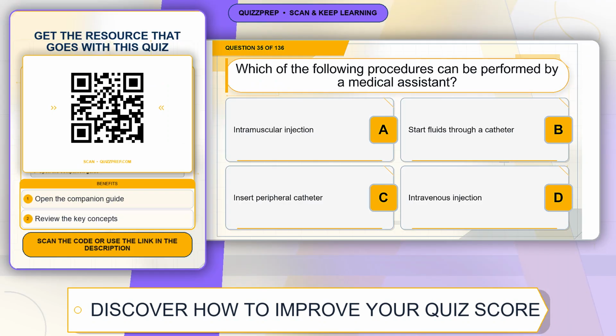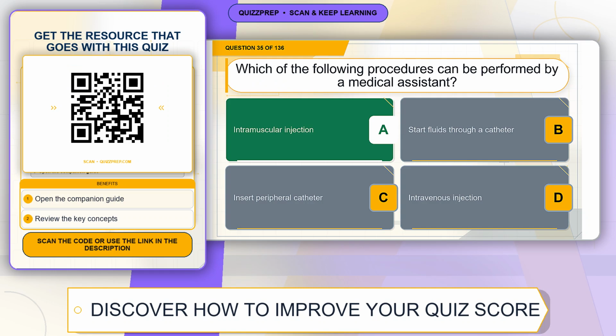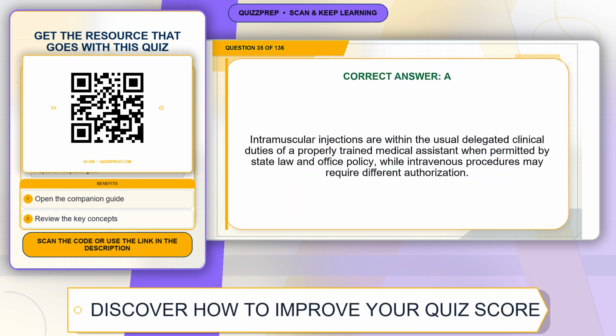Question 35. Which of the following procedures can be performed by a medical assistant? Option A, intramuscular injection. Option B, start fluids through a catheter. Option C, insert peripheral catheter. Option D, intravenous injection. The correct answer is option A, intramuscular injection. Explanation: intramuscular injections are within the usual delegated clinical duties of a properly trained medical assistant when permitted by state law and office policy, while intravenous procedures may require different authorization.